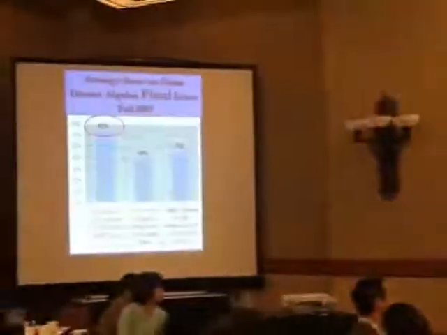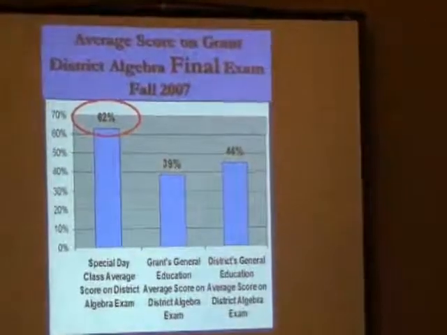Right? They expected me to dumb it down. And I said, no, we're not going to dumb it down. I think that these kids can do the same math and algebra as the general ed kids. I challenge them. And check it out. In 2007, this is when the whole CREATE instructional model, I would say, started. As you can see, the special day class on the very left outperformed Grant General Ed and the District General Ed on the final exam in 2007.